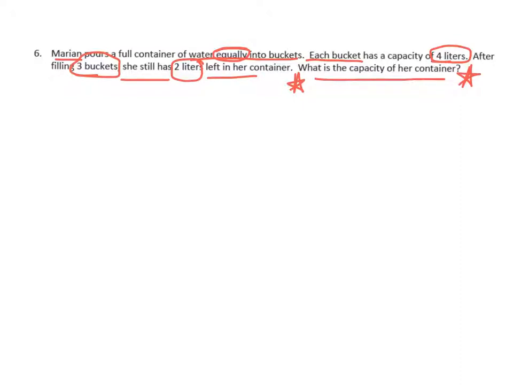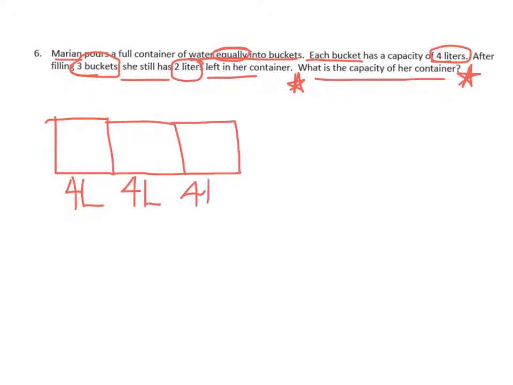Okay, so there was a lot of information, so I'm just going to take it sentence by sentence. So she has a bucket, and that is filled with 4 liters. It says next that she fills 3 buckets. So here's another 4 liter and another 4 liter. It says that she has 2 liters left in her container. So I'm going to make this one separate so I know that she's got 2 liters of her own. They want to know the capacity of her container.